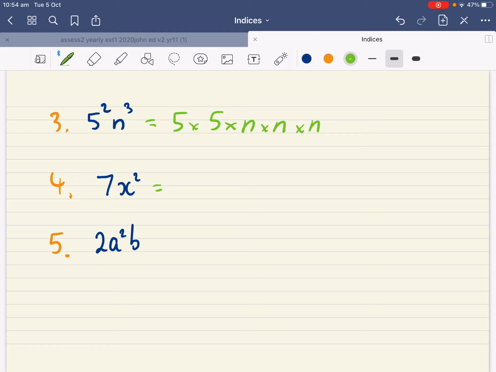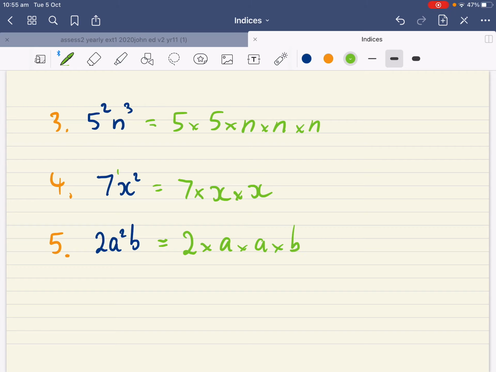Okay, that's 7. Now, hopefully you remember from the last lesson that 7 does actually have an index, and that index is 1. So that means there's just a solitary 7 there by itself, and it's been multiplied by x squared, or x to the power of 2, which is x times x. So that's question 4, written in expanded notation. And the final one, you just got a normal 2 by itself, right? A base 2. You've got a squared, so that would be a times a, and you just got b to the power of 1, so it's just like a solitary b there.